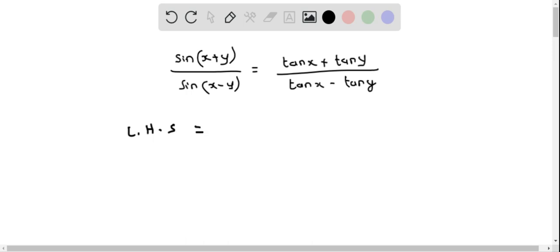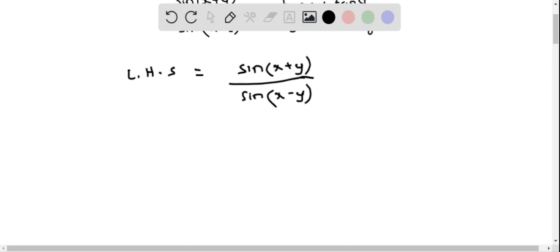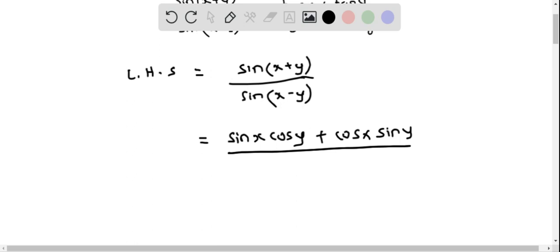That is, we have sine of (x + y) over sine of (x − y). Now I'm going to use the sum and difference identities for the sine function. In the numerator, I use the sum identity, so we can expand this like this: sine(x + y) equals sin x cos y plus cos x sin y. And then let me expand the denominator expression: sine(x − y) equals sin x cos y minus cos x sin y.